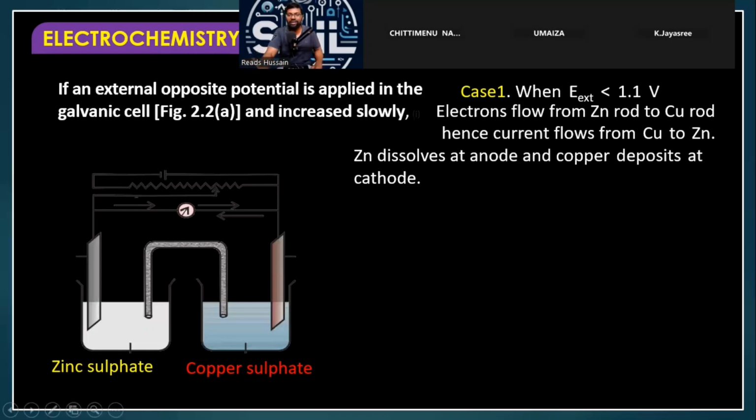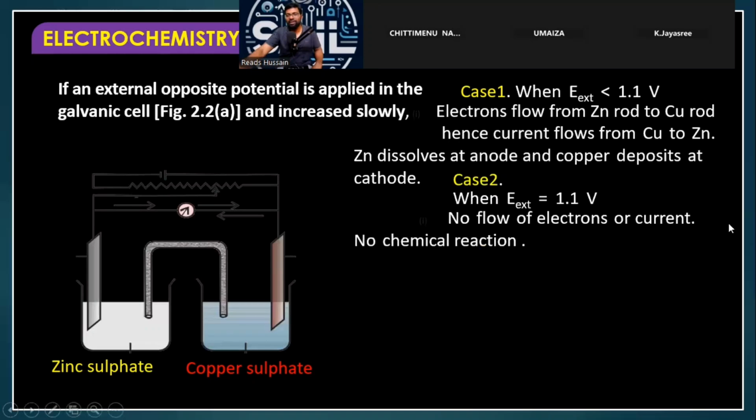Next, let's come to case 2. In case 2, if the external voltage, whatever the voltage we are applying here, is equal to 1.1 volt, then no flow of electrons takes place. That means no chemical reaction, no current will be produced. The external voltage we are applying will be equal to the voltage produced during the redox process. If both are the same, then there will be no flow of electrons. The potential difference becomes zero. No chemical reaction, no current will be produced.